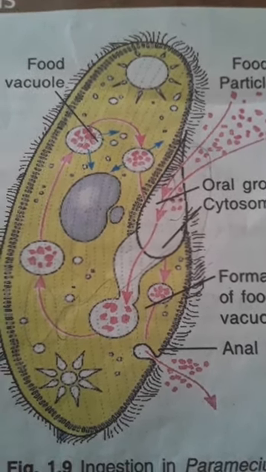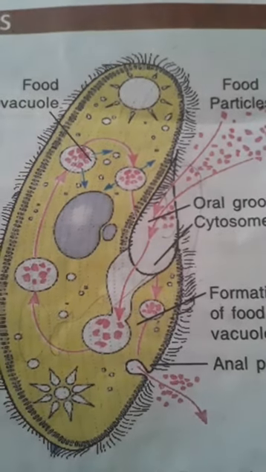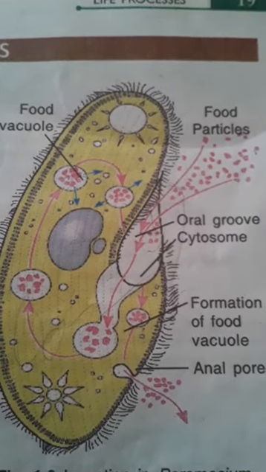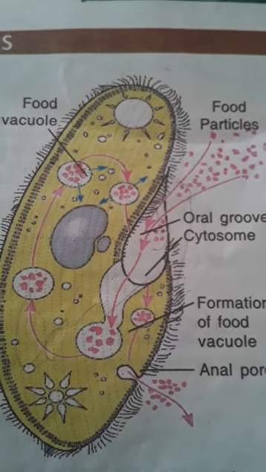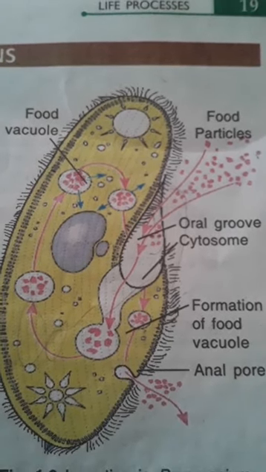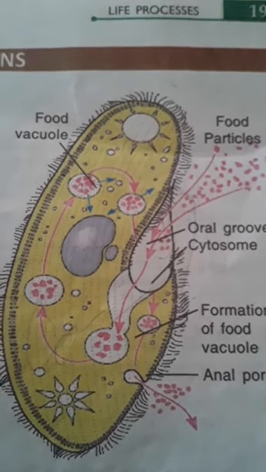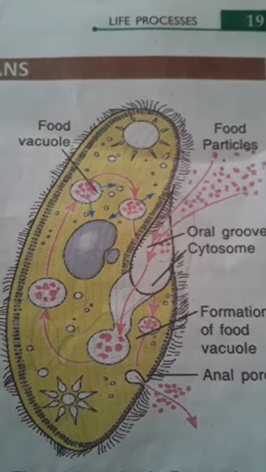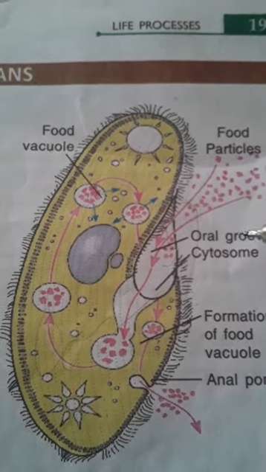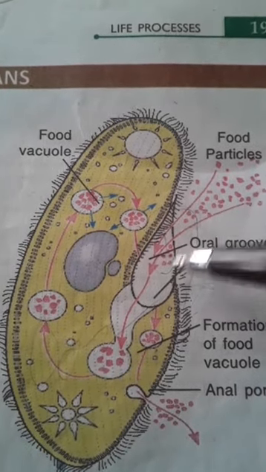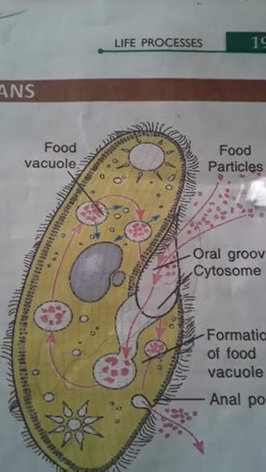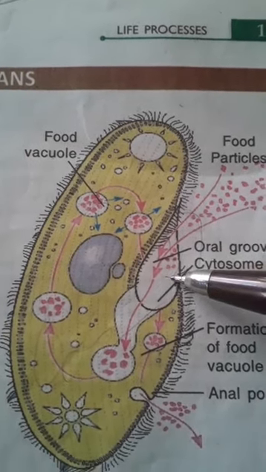Paramecium is also a protozoan just like amoeba, but amoeba does not have a fixed shape, whereas paramecium has a fixed shape and size. So how does it take food? The mode of nutrition in paramecium is also holozoic. Paramecium has an opening, a spot through which food particles enter. And what is its food? Bacteria and some unicellular algae.